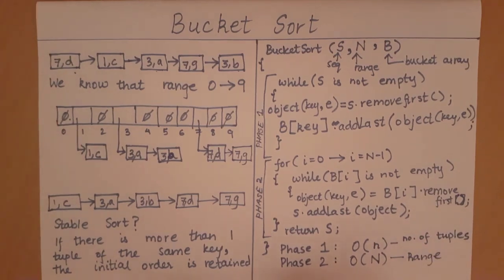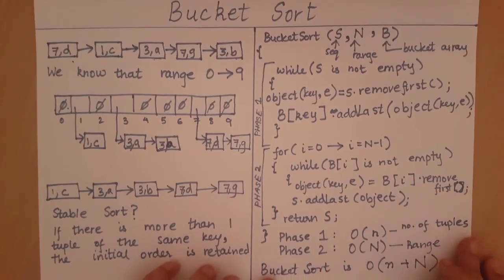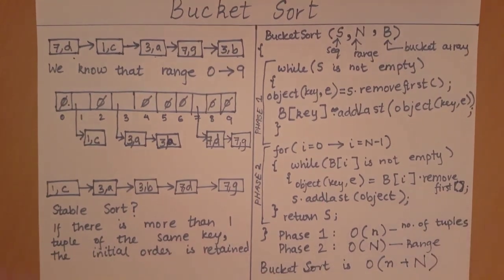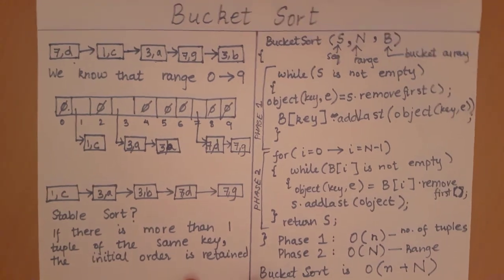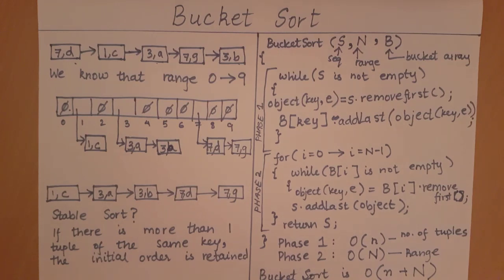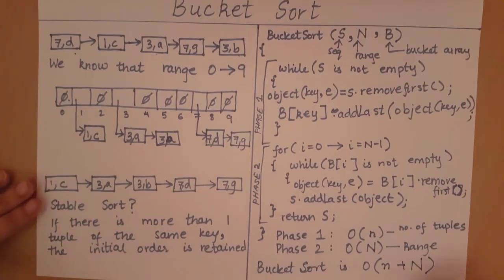So totally the bucket sort is going to take how much time? It's going to take the first phase time plus the time taken for the second phase, which is small n plus capital N, or number of tuples plus the range in which we are going to sort. So this is bucket sort. This is how we write the algorithm for it, and this is how you can determine the big O of bucket sort.